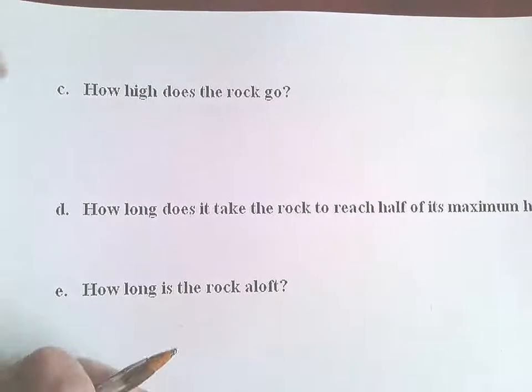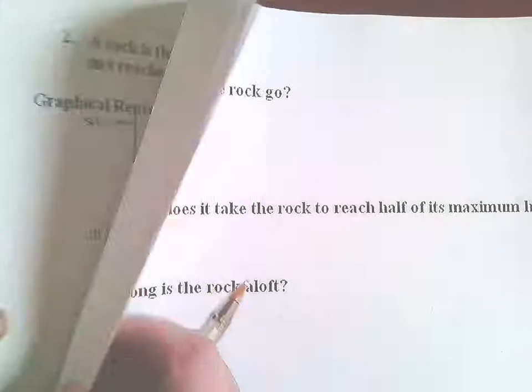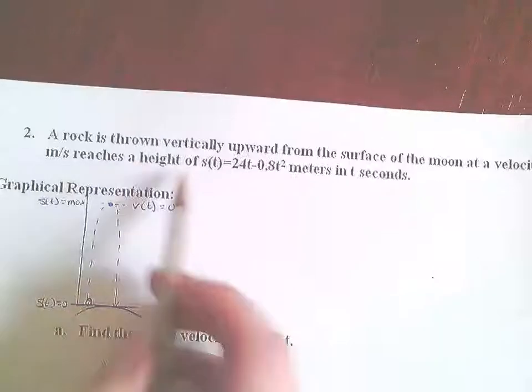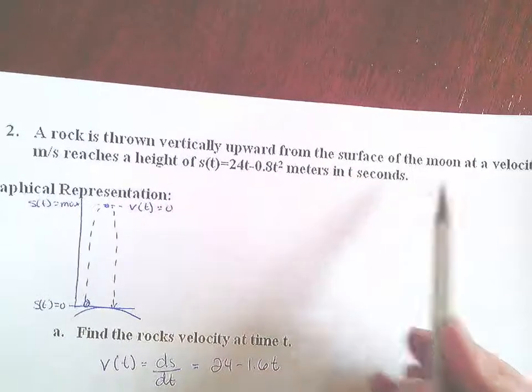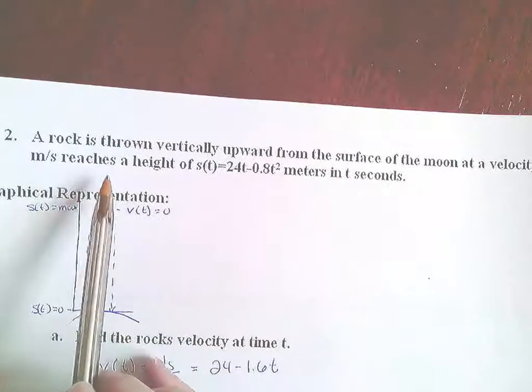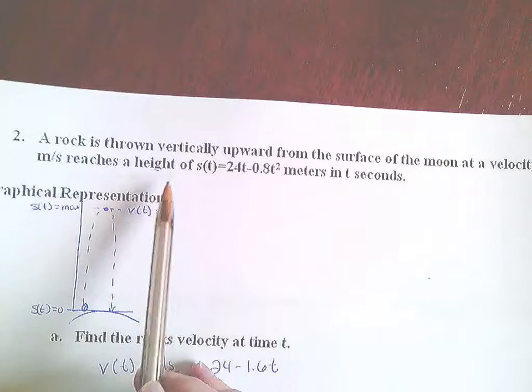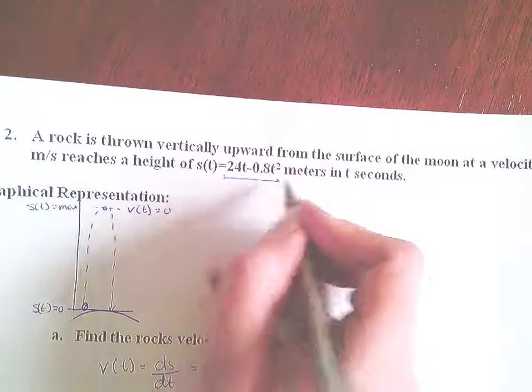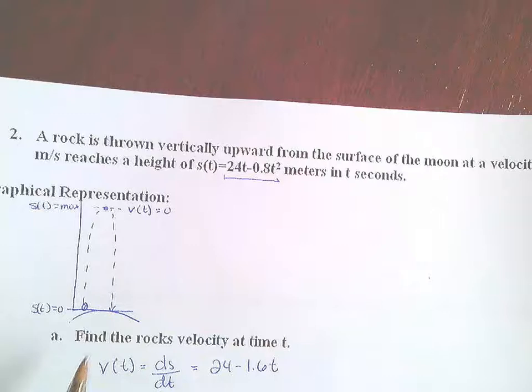Okay, so picking up where we left off in class today, we were basically looking at this problem right here. A rock is thrown vertically upward from the surface of the moon at a velocity of 24 meters per second, and it reaches the height of this many meters in t seconds.